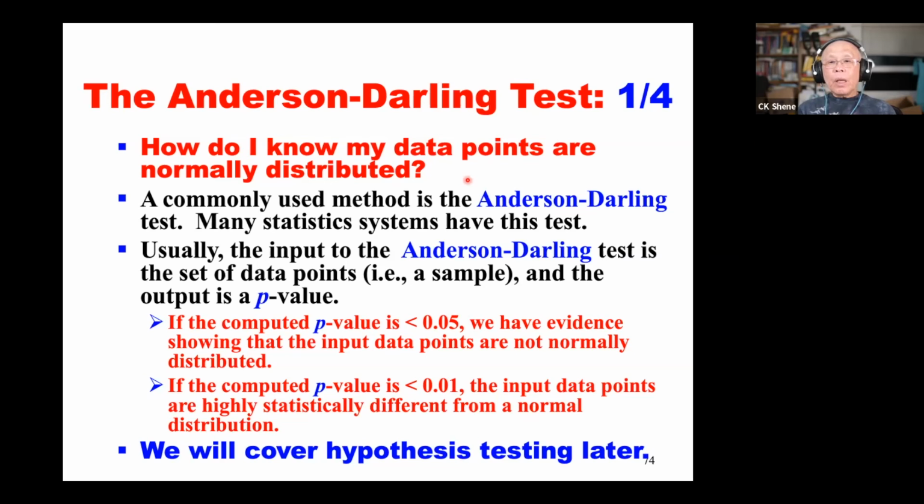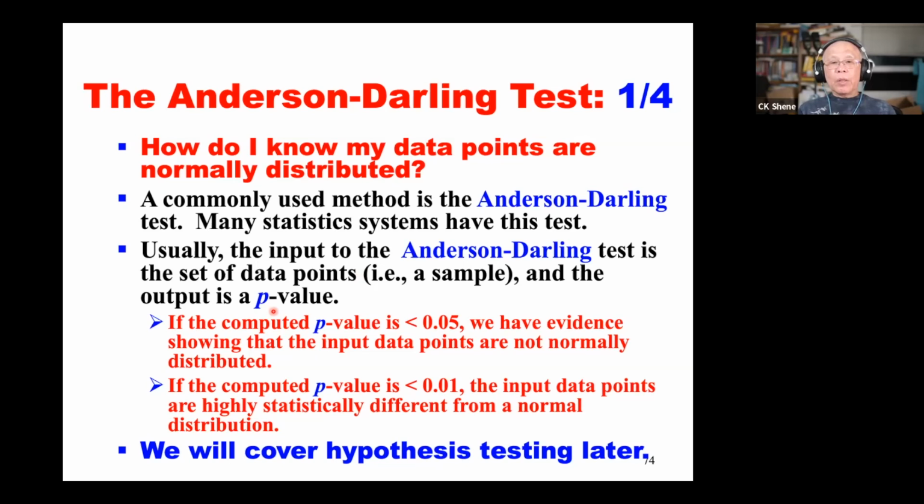A commonly used hypothesis testing method to test whether a set of data points is normally distributed is the Anderson-Darling test. Nearly all statistics systems have this test. Usually the input to the Anderson-Darling test is the set of data points, that's a sample, and the output is a p-value. We'll explain p-value in some later lecture, but not today.